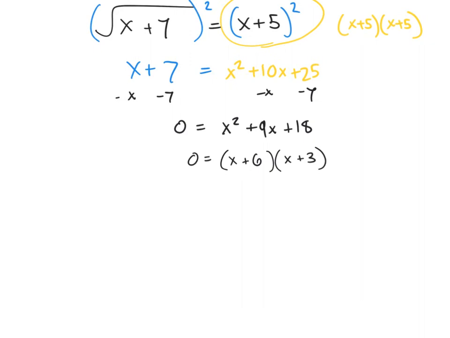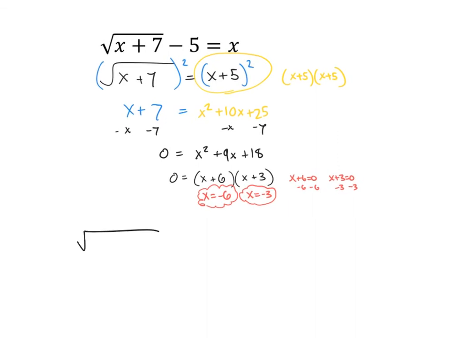When you set both of these up equal to 0, you'd get that x is equal to negative 6 and x is equal to negative 3. Remember, you get that by taking both factors and setting them equal to 0. And then when you solve, you get the answers right here. But we need to double check them both.